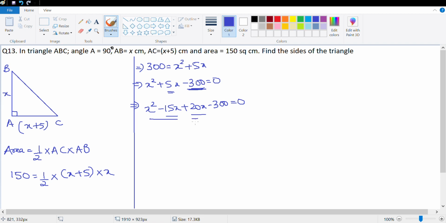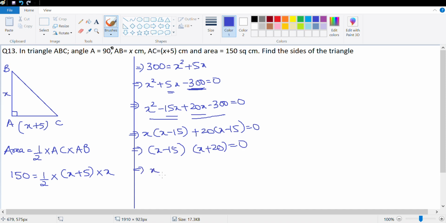Let's group this in this manner and I will have x times (x minus 15) plus 20 times (x minus 15) is equal to 0, which means (x minus 15) times (x plus 20) is equal to 0, which means x is equal to 15 or x is equal to negative 20.